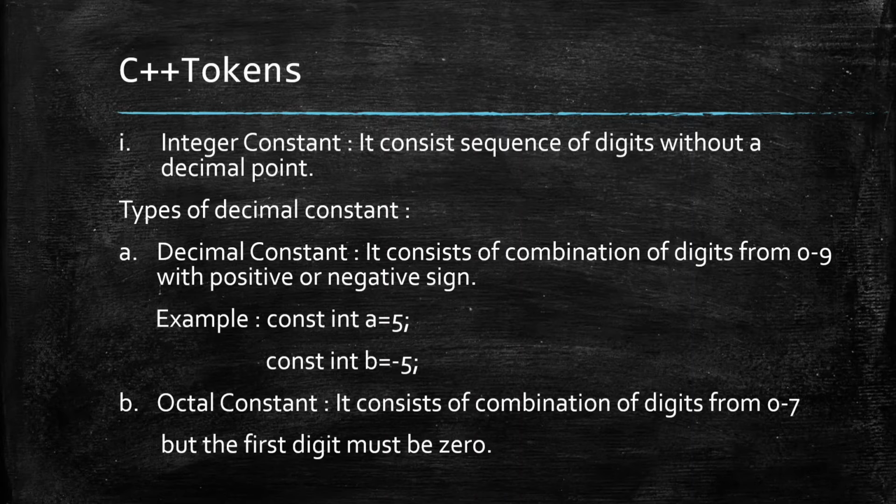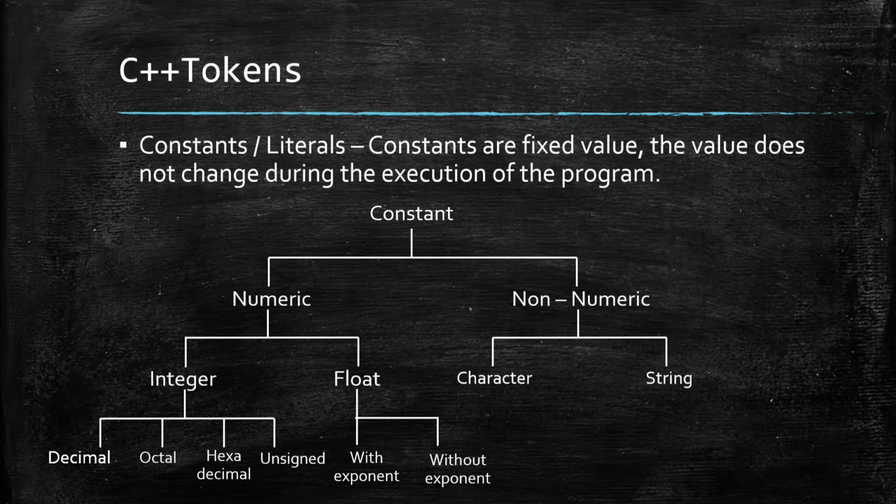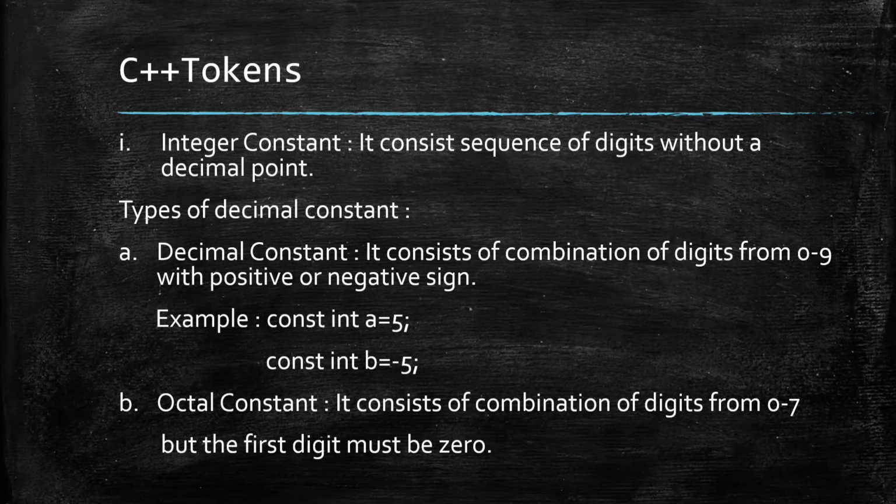And in integer constant, again, we are having 4 types. Right? So here in the chart I have shown you. In integer, it has decimal, octal, hexadecimal and unsigned. So let us see all those. So what is a decimal constant? A decimal constant is nothing but a combination of digits from 0 to 9 with a positive or negative sign. Fine.